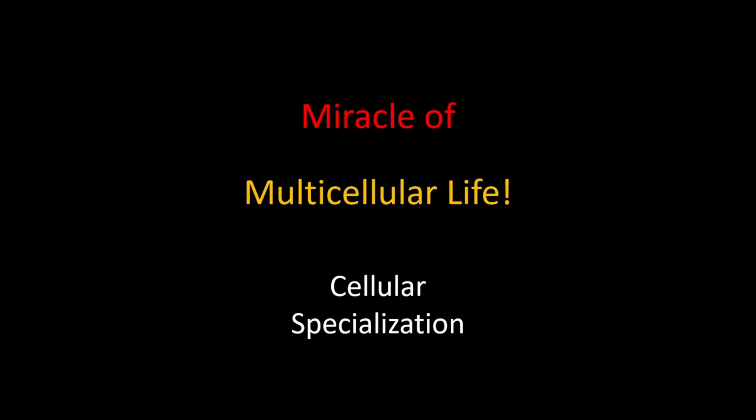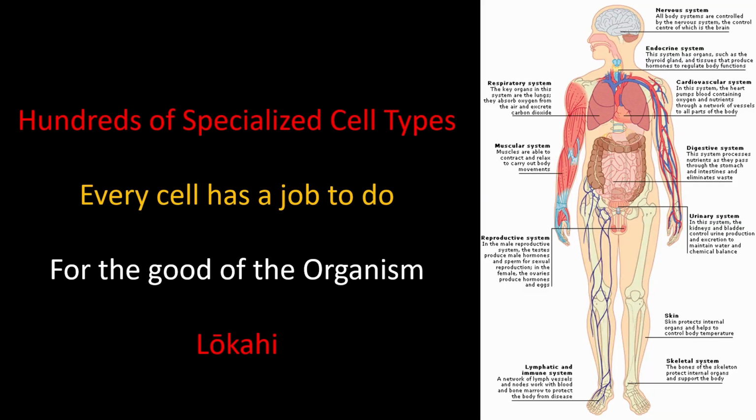So the miracle of multicellular life was cellular specialization. No longer was each cell looking out for itself only. It was looking out for the organism. So if you look at the human body or any multicellular organ, it's made of different specialized cell types. And every cell has a job to do for the good of the organism. This is lokahi at the extreme. This is how it all comes together.